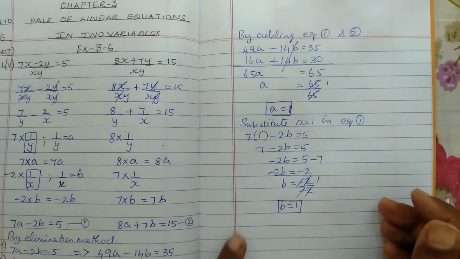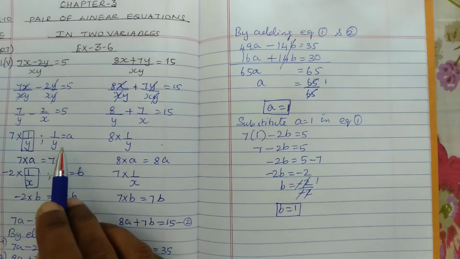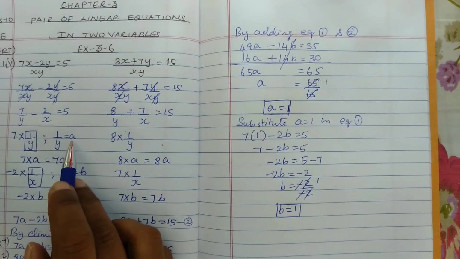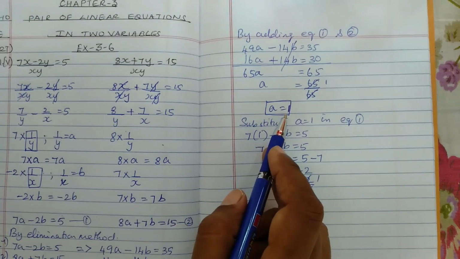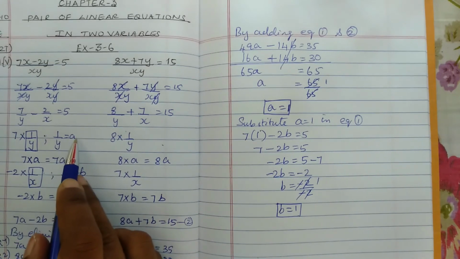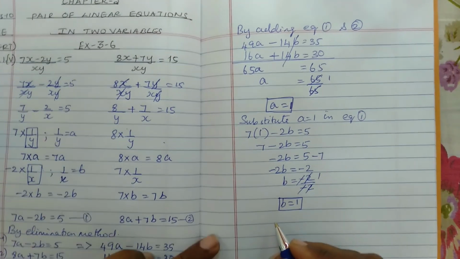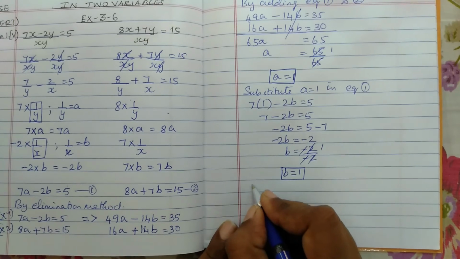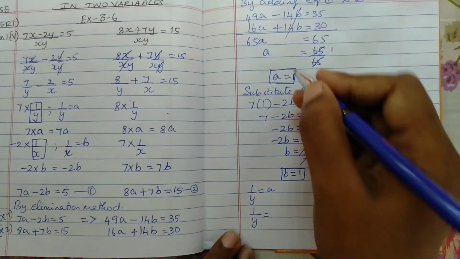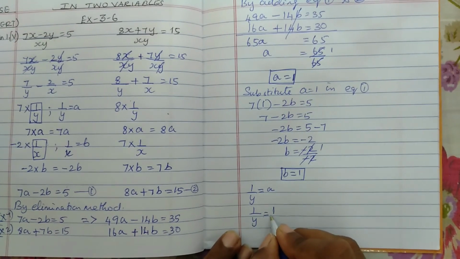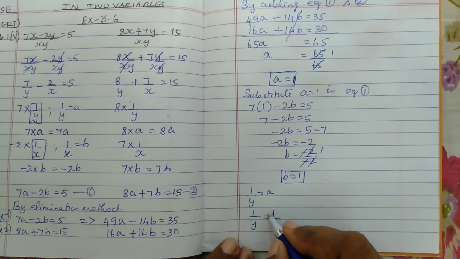Now that we have found the value for a and b, we have to replace it in this place, because we have given 1 by y the value a. So when we have found the value for a, we have to replace it here and then equate it with this so that we can find the value of y. So let's write it here. If 1 by y is equal to a, then 1 by y is equal to a is 1, so let's write 1. In order to equate it, let's write 1 by 1. We don't have any denominator, so let's write 1 as 1 by 1.